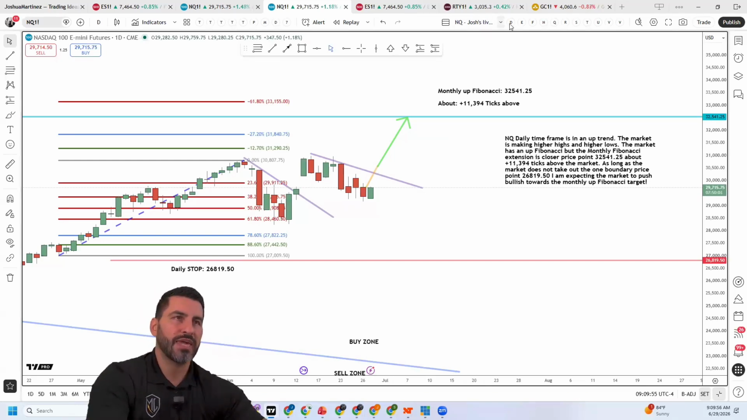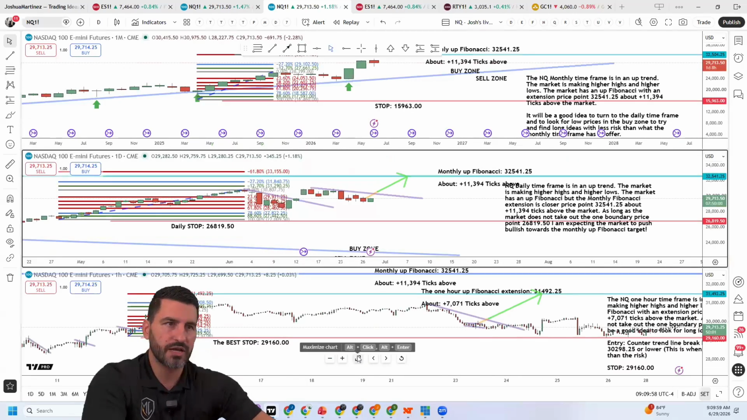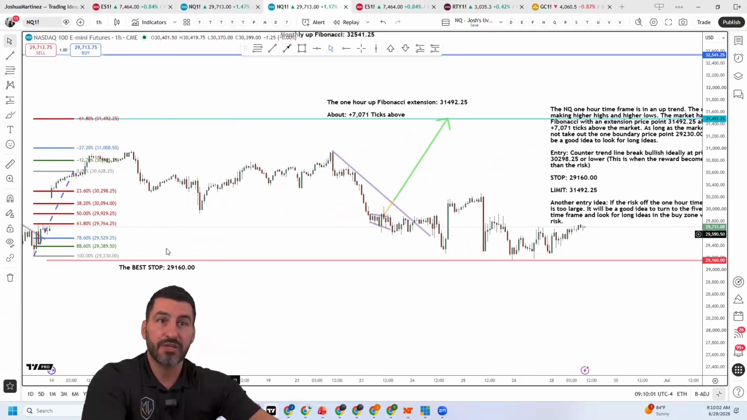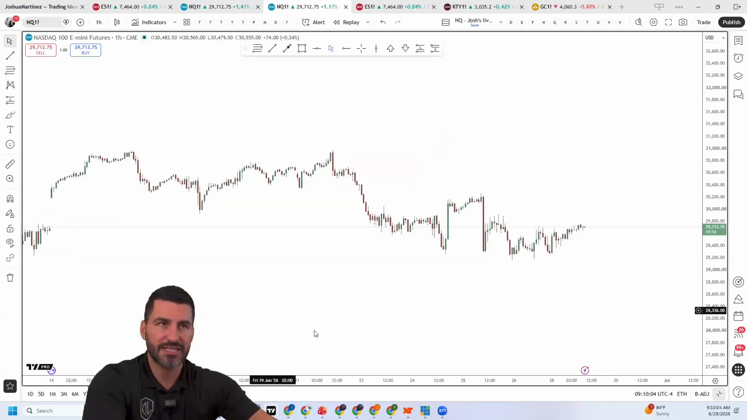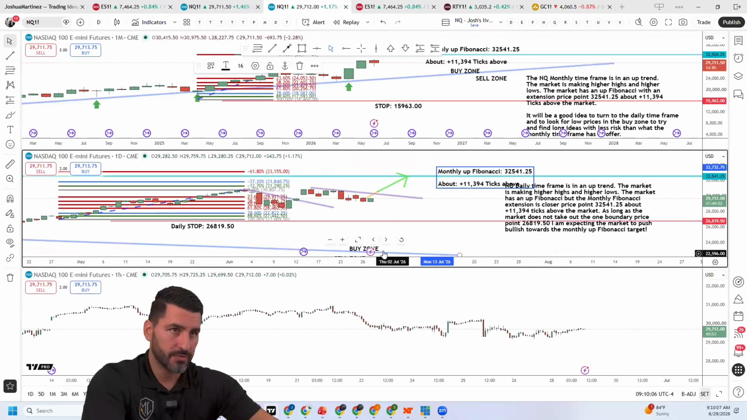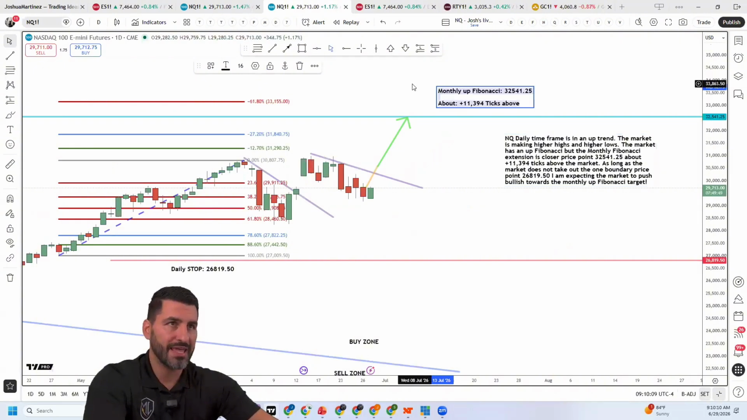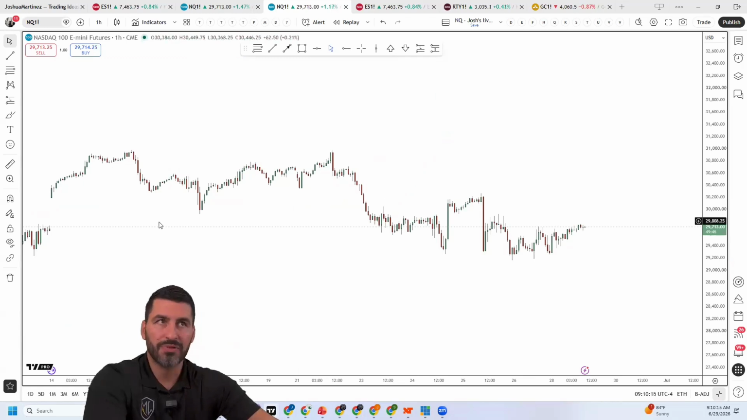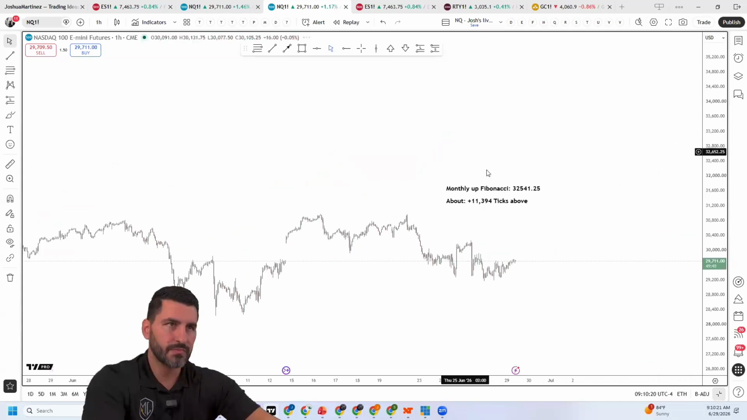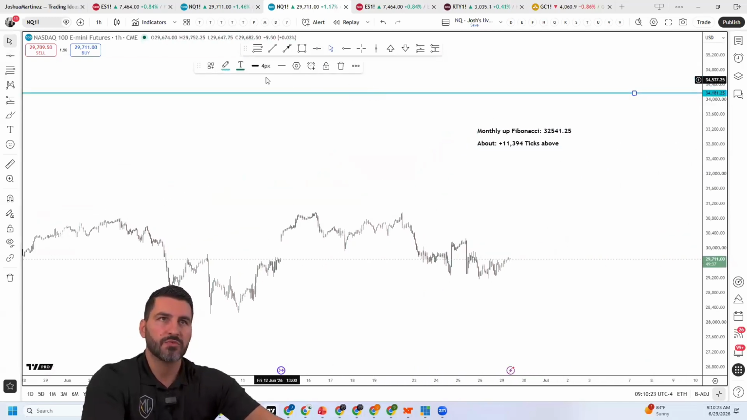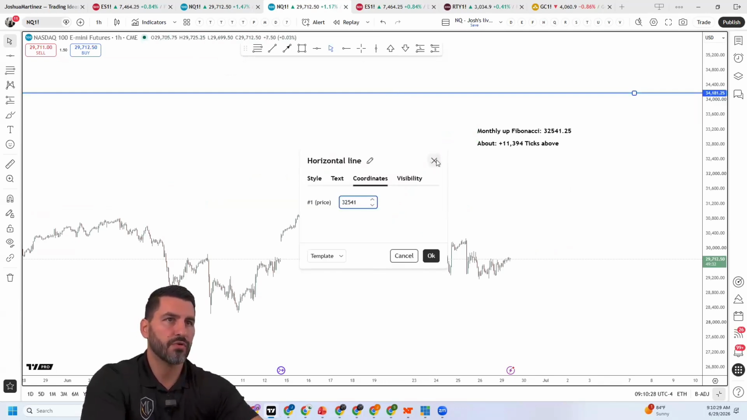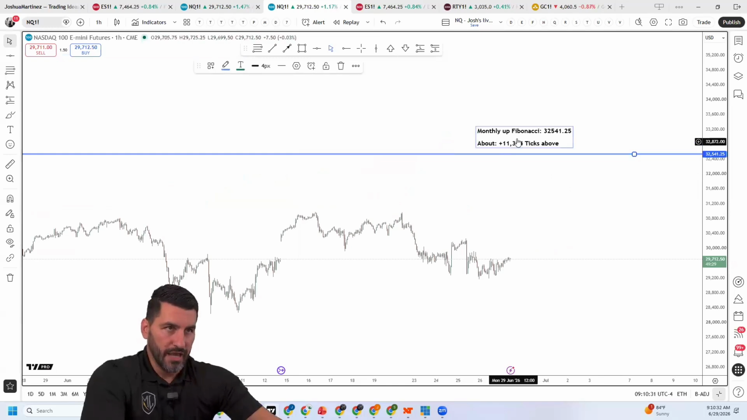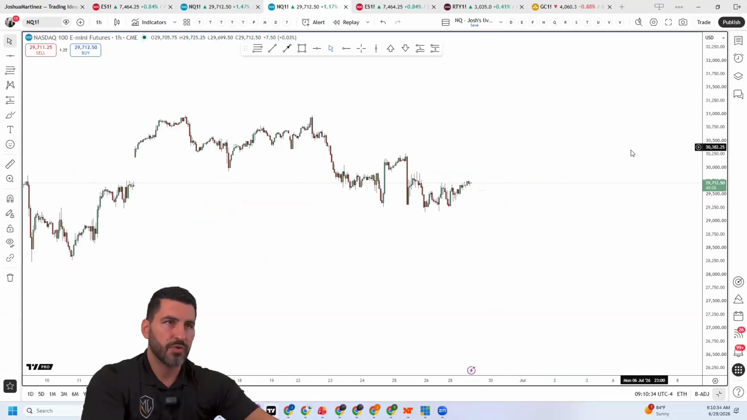But until then, what we can do is go to the smaller time frame. We can see that the previous one boundary was taken out, so we can delete that. We're going to be updating these notes here. We're going to bring in the monthly target, and we're going to place it on the 1 hour time frame. And what we're looking for specifically is buying opportunities towards 32541.25.